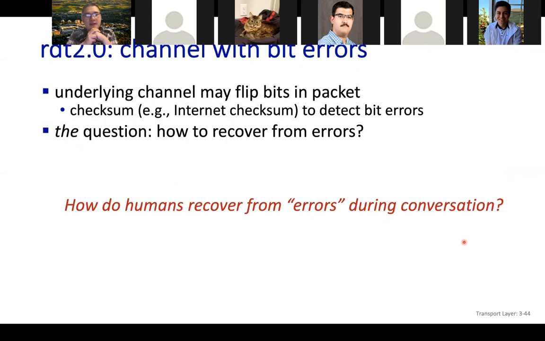The underlying channel may flip bits in the packet, as I mentioned. So here's something I didn't mention. Even if we don't have an extreme case, like putting the machine on a very high mountain or somewhere extreme, even in normal conditions, errors still happen because you have a lot of components. Even if one hardware component has one bit flip, the data would be corrupted.